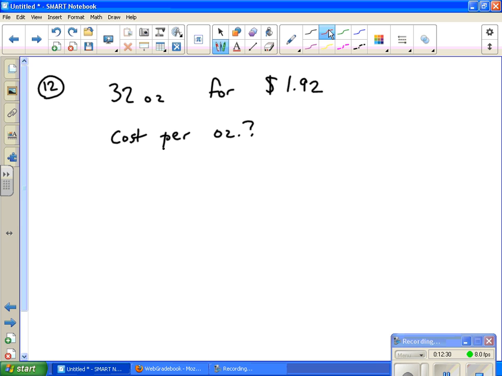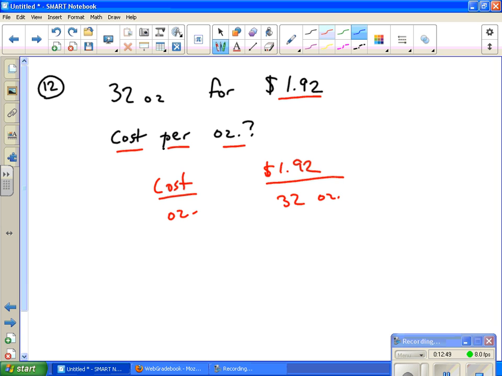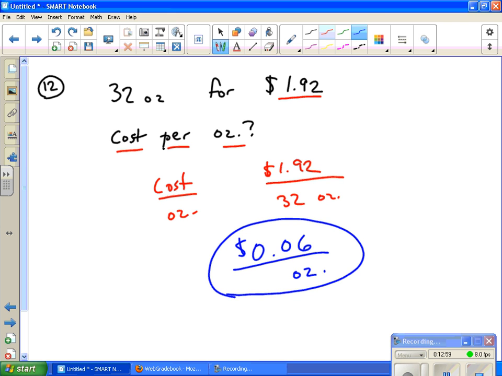Next one says 32 ounces for $1.92. Find the cost per ounce. So cost per ounce. So the cost is $1.92, and the ounces are 32 ounces. When you do $1.92 divided by 32, you get $0.06 per ounce. So 6 cents per ounce.